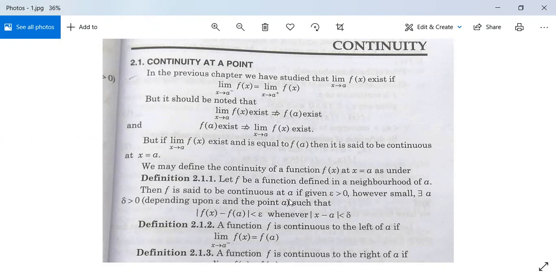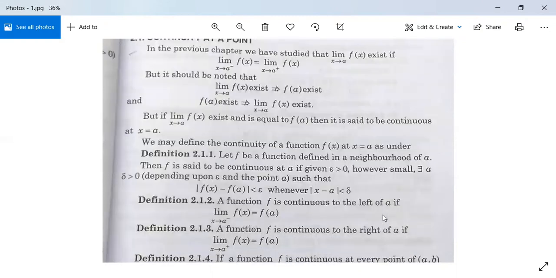f is said to be continuous at a if given epsilon greater than 0, however small, there exists a delta greater than 0 depending upon this epsilon at the point a, such that mod f(x) minus f(a) is less than epsilon whenever mod x minus a is less than delta. So this is its definition.